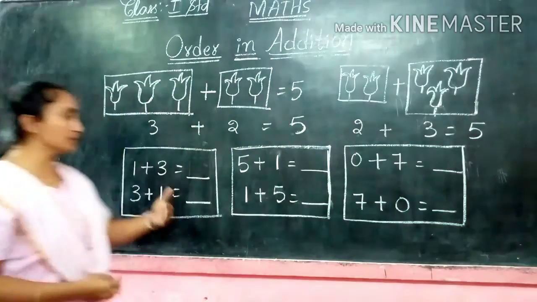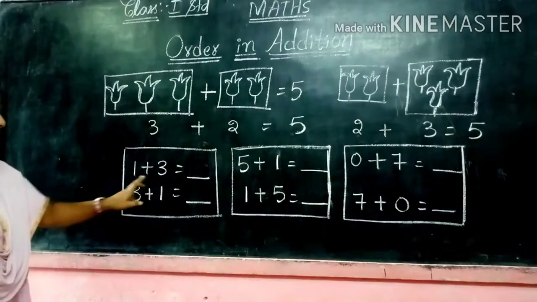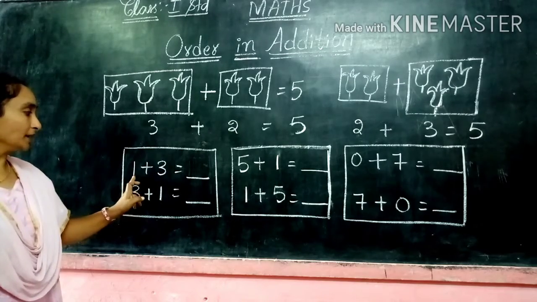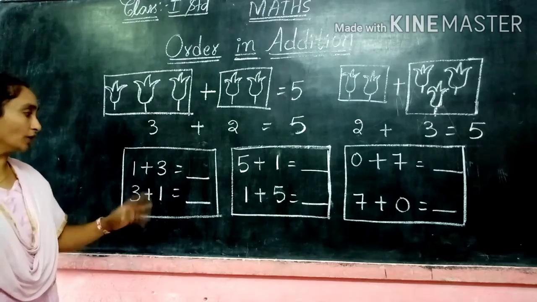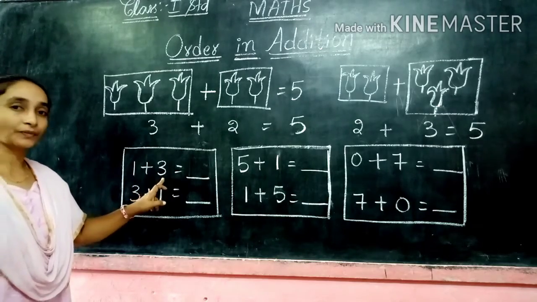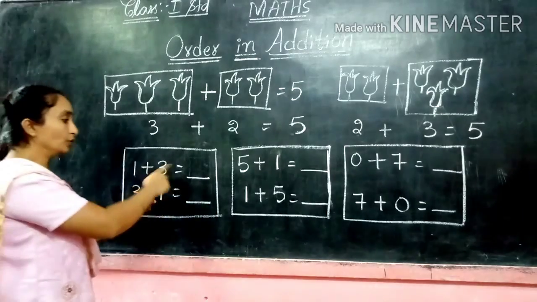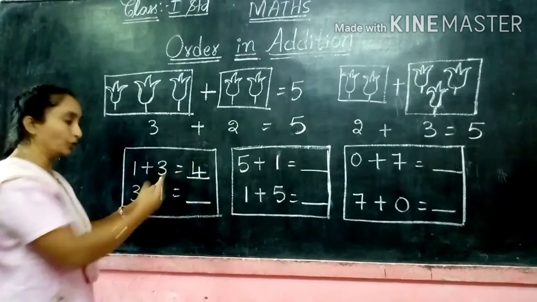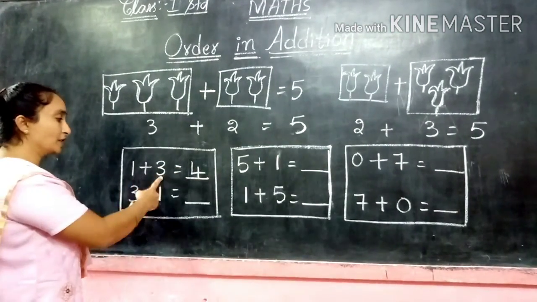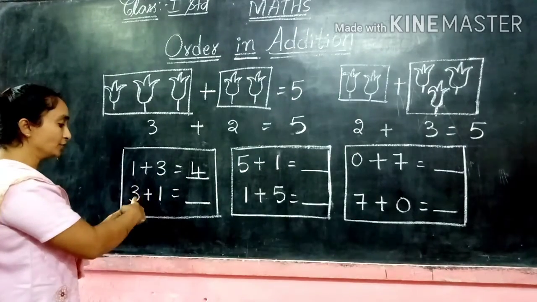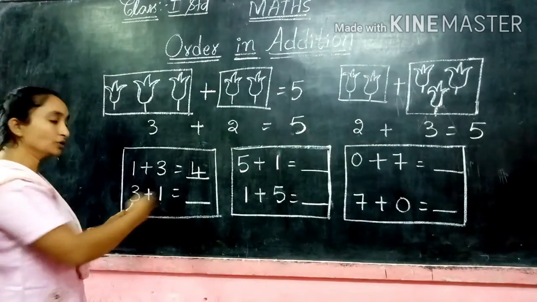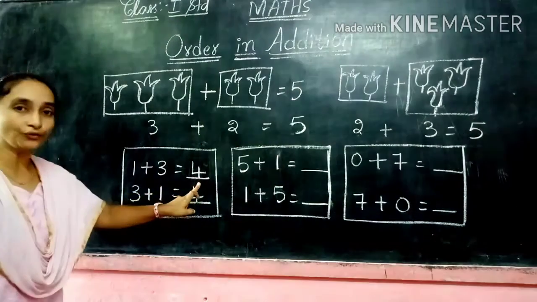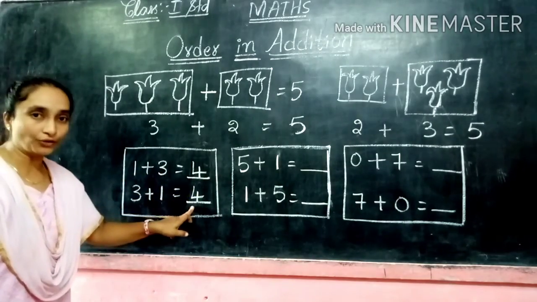So let us see some more examples, children. Here we can see 1 plus 3. Here I am adding 1. So 3, after that 4, because we are adding 1 here. So 3 plus 1 is equal to 4. Now I change the order. 1 plus 3 I have written here, I change it to now 3 plus 1. Then also the answer will be 4 only, the same. If you add 1 plus 3, also 4 only. 3 plus 1, also 4 only.